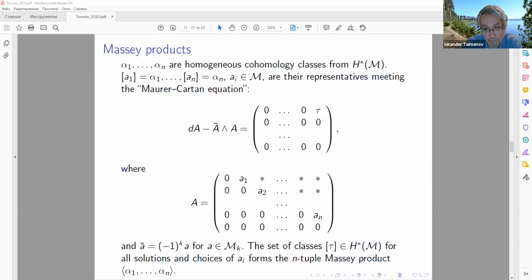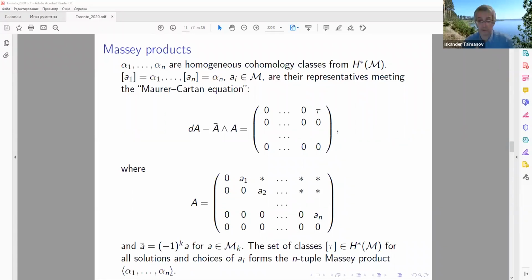And the A has to be of the following form. It has to be upper triangular, with zeros on the diagonal, and the elements A1, A2, ..., An on the upper diagonal. So on this line. Other elements could be any. So take all solutions of this equation for all possible representatives. The A bar is obtained from A: for every entry we take its bar, and the bar is defined as A bar equals minus 1 to the power k times A, where A is a k-dimensional element. The set of all solutions of these equations, for all possible representatives of these classes alpha and all possible other entries, forms the n-tuple Massey product of the cohomology classes alpha 1, ..., alpha n.